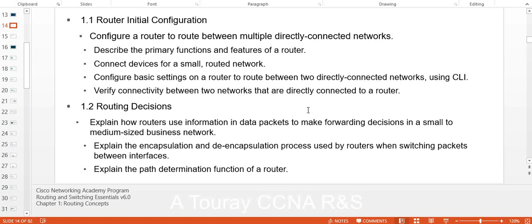So we're going to start right from there, and we're going to talk about routing decisions and how routers use information and data packets to make forwarding decisions in small to medium sized businesses. We're going to discuss a lot of things, and the encapsulation process that is used by routers. Routers basically do the routing at the network layer, or you can call it Layer 3 of the OSI model, or you can call it the internet layer of TCP/IP.